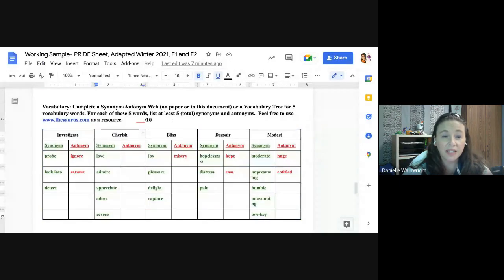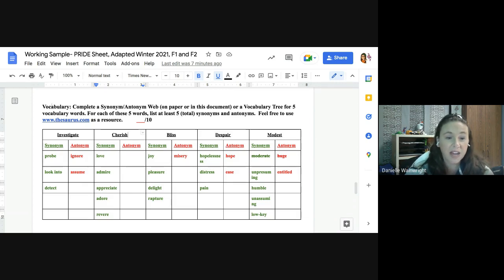Okay, guys, so I'm going to show you really quickly how to do the vocabulary portion of the Pride Sheet. You have a couple of options when you're doing this, but basically your goal is to end up with 25 words, okay? And these words need to be related to your novel in some way.